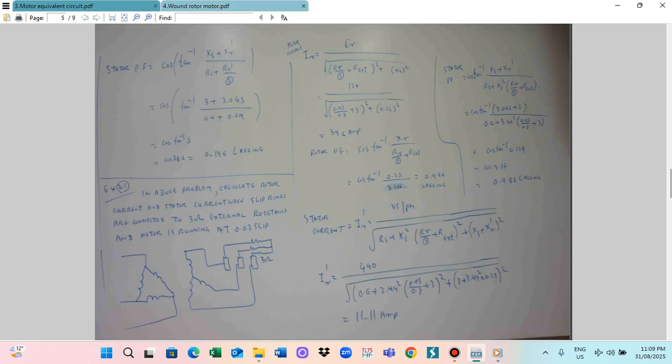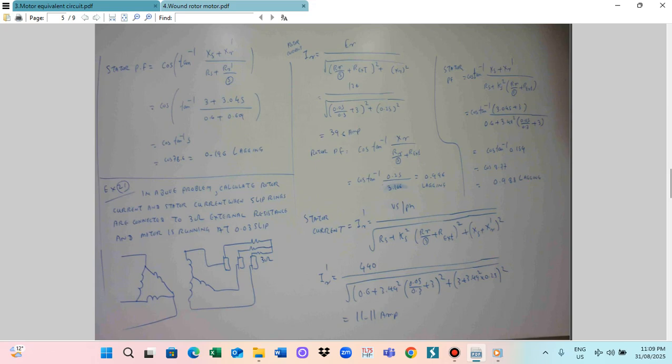So RS value is 0.6. TA is 3.49 square. R by S is 0.05 by 0.3 plus 3, the whole square, plus 3 plus 3.49 square, multiplied with 0.25 the whole square. So by solving this one, we got 11.11 ampere. So this is the calculation for the motor.